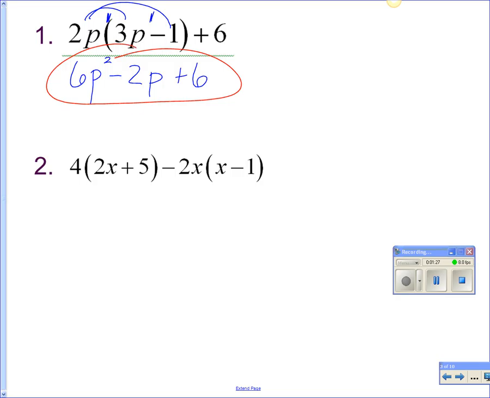All right, write down number 2: 4(2x + 5) - 2x(x - 1).